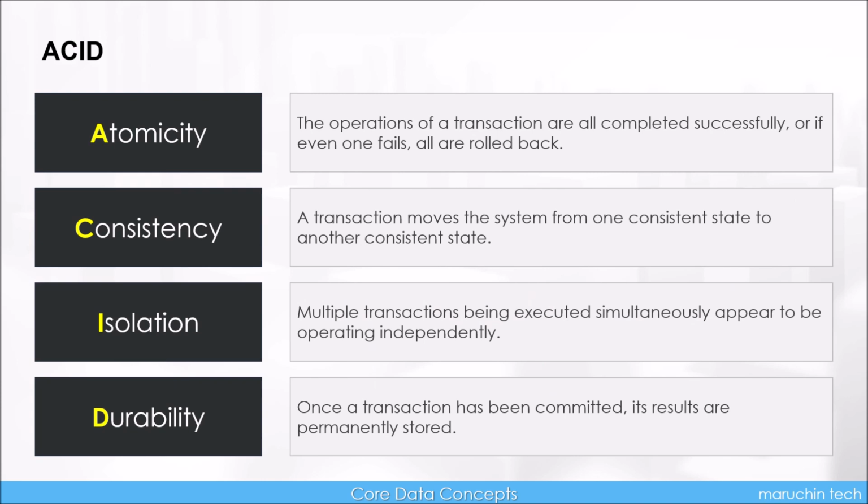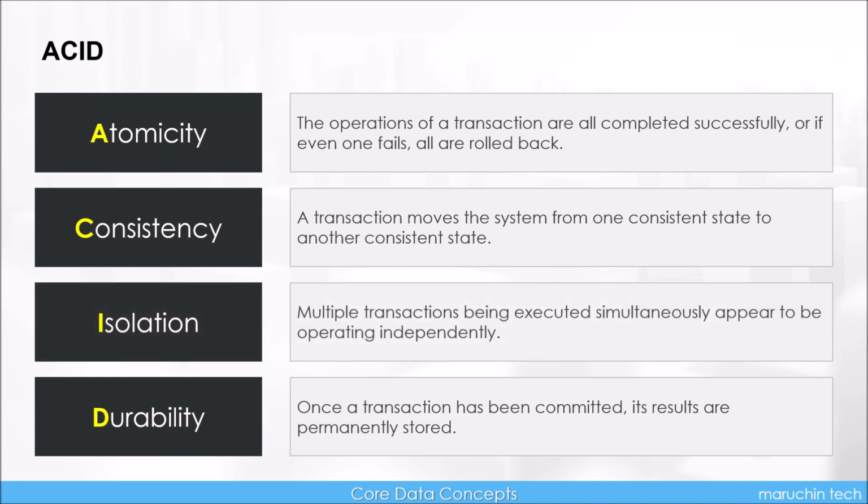ACID properties are the fundamental concepts that ensure database transactions are processed reliably. Atomicity means that all the operations in the transaction are completed, or if even one fails, the whole transaction is rolled back as if it never happened. Consistency means that a transaction moves the system from one consistent state to another consistent state. A transaction never leaves a database in a half-finished state.